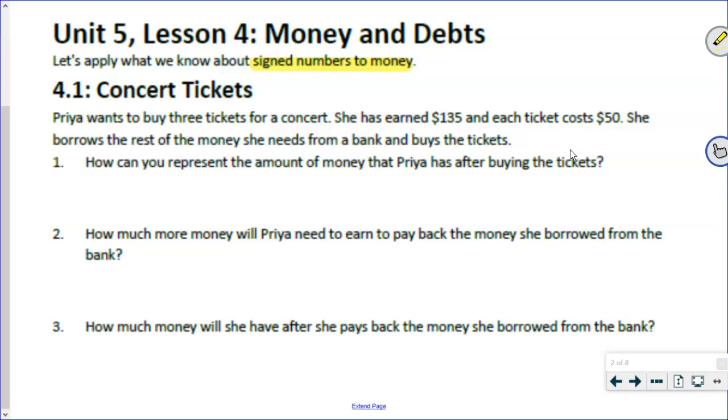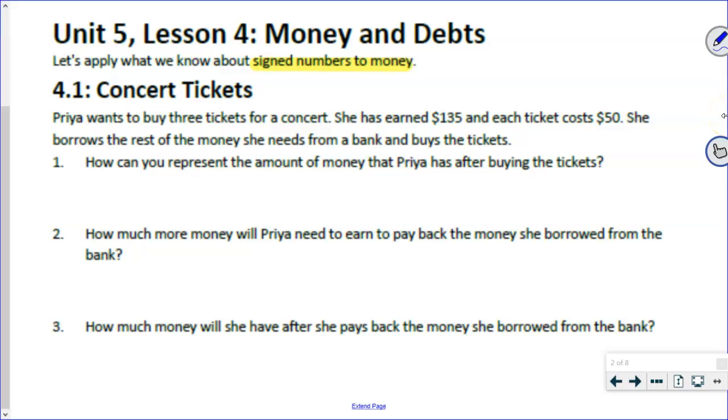So questions 1 through 3 with your groups. How can you represent the amount of money that Priya has after she's done buying the tickets? How much more money will Priya need to earn to pay back the money that she borrowed from the bank? And how much money will she have after she pays back the money that she borrowed from the bank? With your groups, I want you to work through these 3 problems. I'm going to pause the recording as students work in their groups. Ready, set, go.